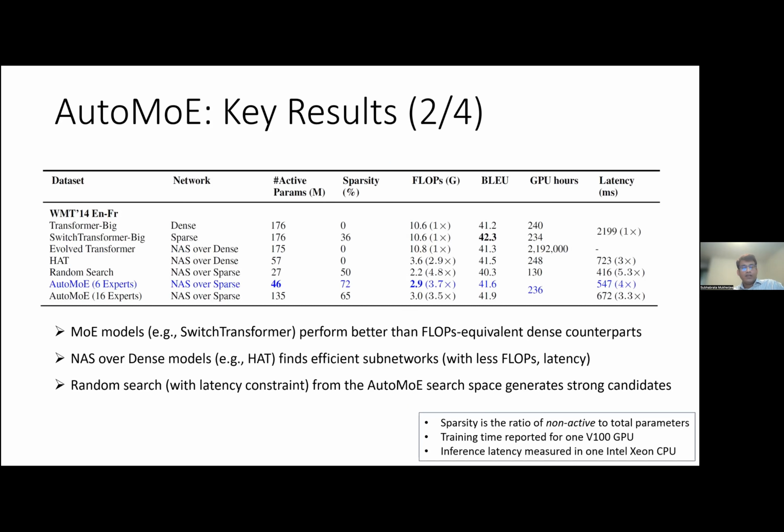So then I talked about random search. So in the AutoMoE search space, you have a latency constraint, randomly pick a candidate that satisfies the constraint, train from scratch, and you will see that it gets, in fact, the best efficiency numbers. But in terms of the blue score, the task performance, it regresses by 2 points.